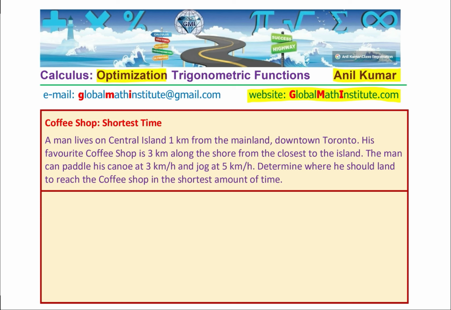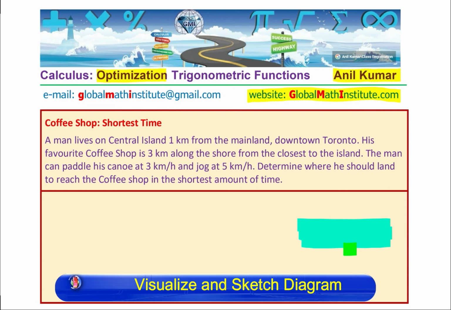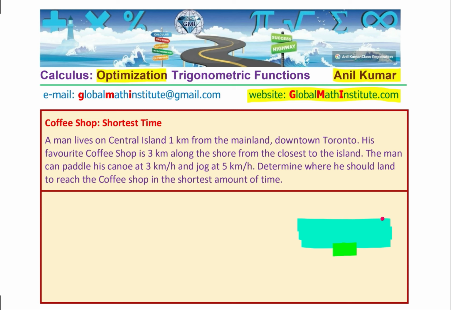Interesting question. So here we have Lake Ontario, right? And the situation is that the person is on an island, Central Island, which is, let's say, somewhere here. Now, the coffee shop which we are talking about is, let's say, there. So from the point which is closest, let's say here, that distance across the lake is 1 kilometer.